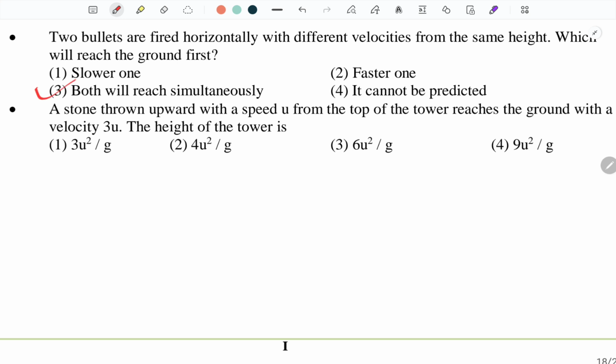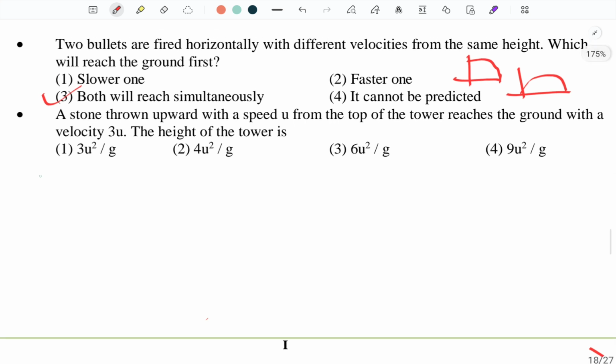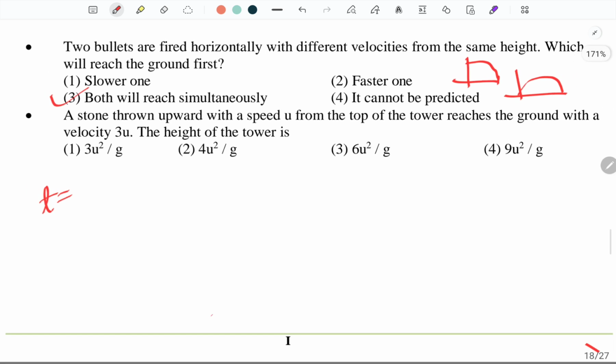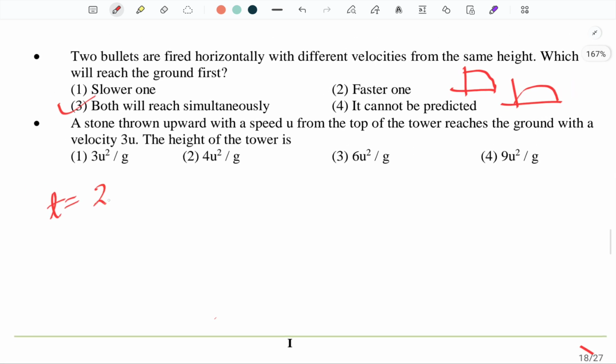How can I answer this without solving? The simple logic is, whenever we have projectile motion from a particular height, the horizontal component remains the same. U cos theta remains the same throughout the journey. This is one explanation. What about the other explanation? We have the time of flight t, which has an equation: t is equal to root of 2h by g.